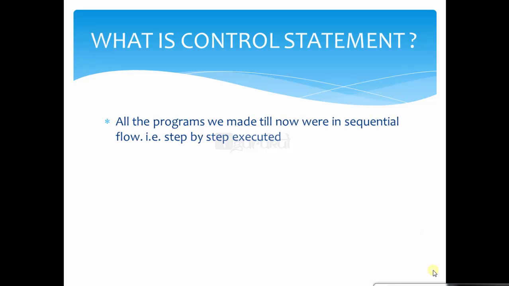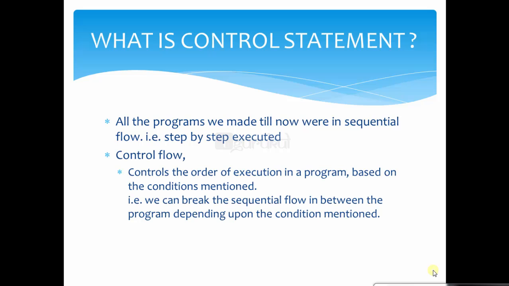All the programs which we have made till now were in sequential flow. You can consider any of the programs we have made till now. All the programs were executed step by step. But in a control flow statement, we can manipulate the sequence of the flow. That is, if we mention a condition in the flow of execution, then whether the condition is met or not, it will change the flow of execution.